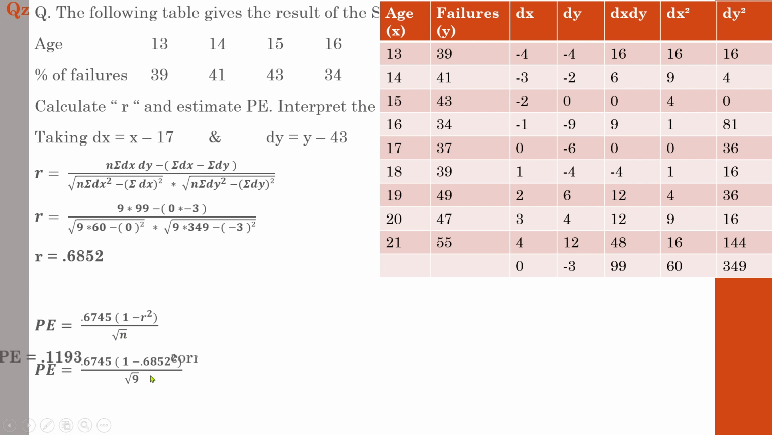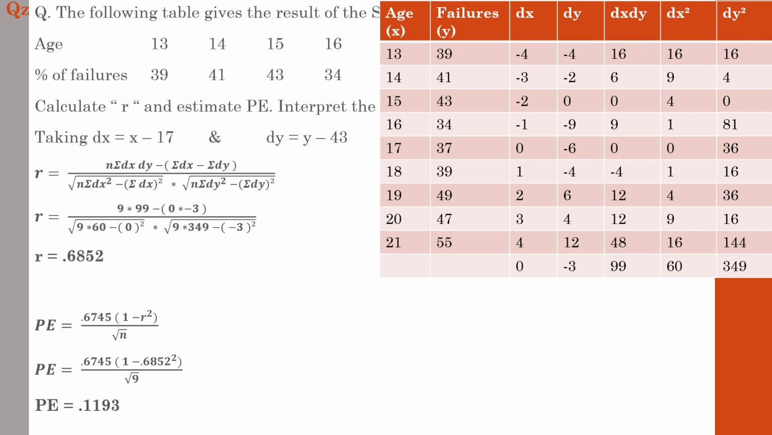By solving that, you will get p equal to 0.1193. And remember the interpretation you have to make. For r also there is a certain pattern of interpretation, and for probable error also there is a certain pattern of interpretation. Just go through the interpretations very carefully and use them accordingly.